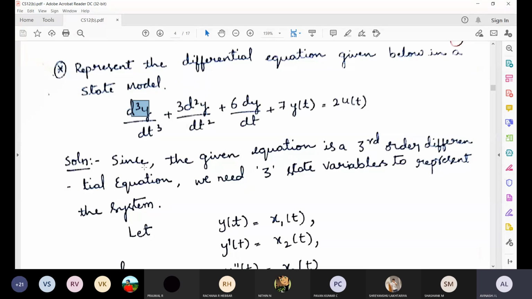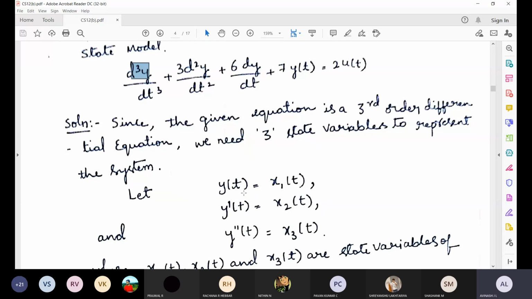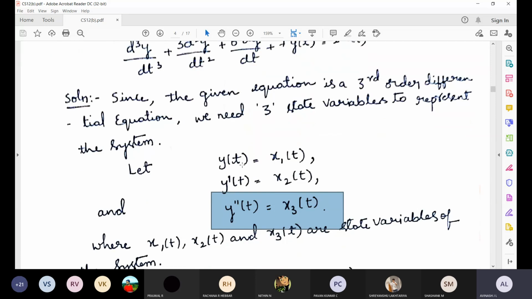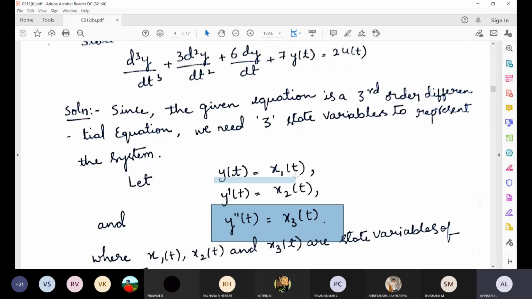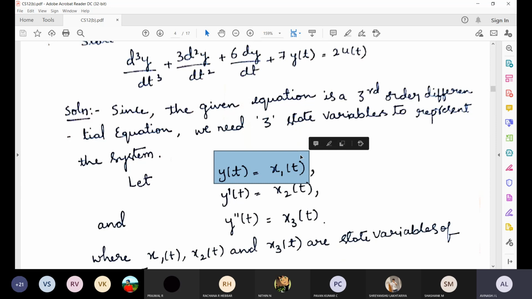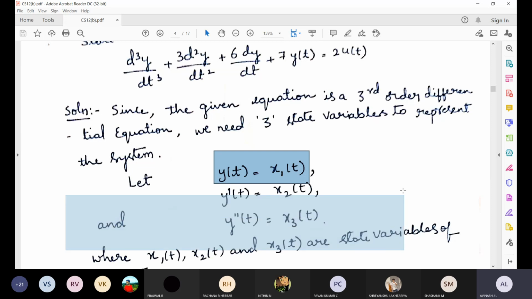So what are those 3 state variables? x1 of t, x2 of t and x3 of t are the 3 state variables. For this, we always go with the first thing: y of t will be equal to x1 of t, y dash of t will be equal to the next variable, y double dash of t will be equal to the next variable. Since the order is 3, we consider only the 3 state variables. The first state variable starts from the normal output y of t. So x2 of t will be equal to y dash of t, and x3 of t will be equal to y double dash of t. This is the first understanding that we have to make.